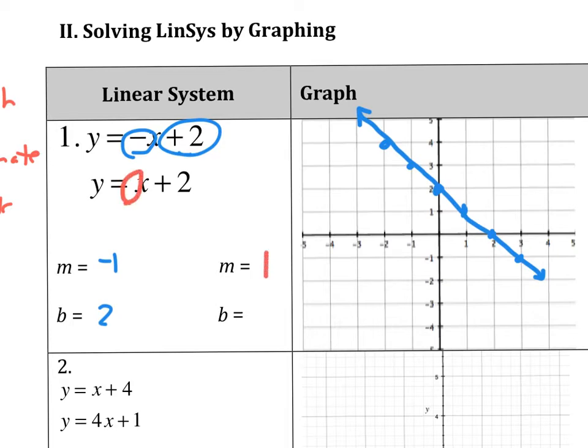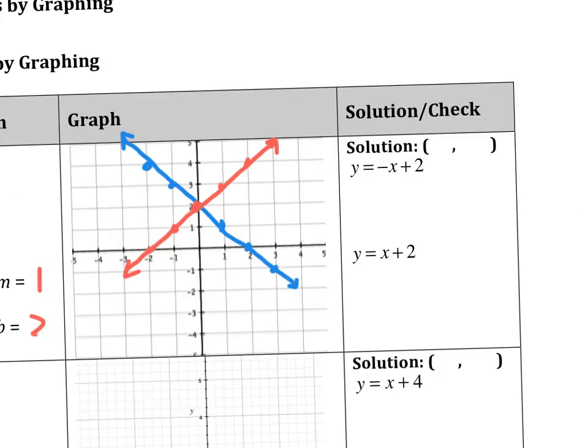Next, the slope here is +1, and notice that my y-intercept is 2 again. So I start here, and this time I go up 1, right 1, or down 1, left 1, like so. Now this is fairly straightforward. If you had to guess where the intersection was, that is, where the solution of the system was, what would you say? So we're estimating this at (0, 2).